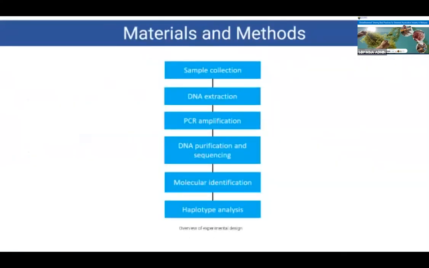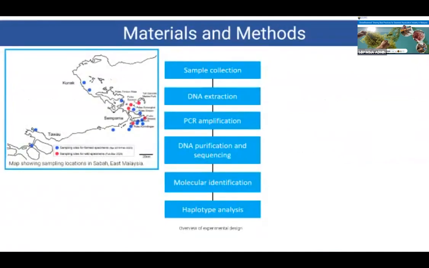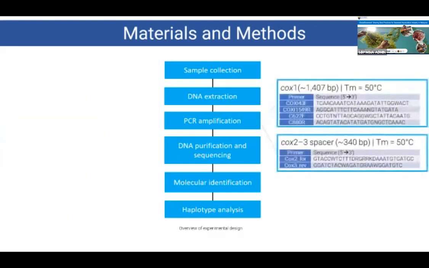The research methodology for this project is pretty straightforward. Cultivars were collected from seaweed farms from around Kunak, Semporna, and Tawau, whereas wild specimens, indicated by the red circles here, were collected from areas surrounding Pulau Bum Bum, where they are known to be present. Specimens were preserved as vouchers. This is followed by DNA extraction and PCR amplification of the long COX-1 gene and COX-2,3 spacer.